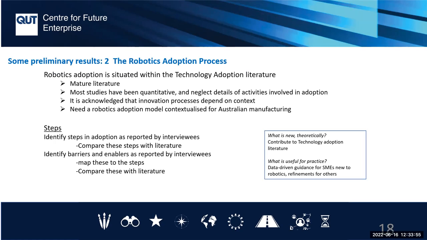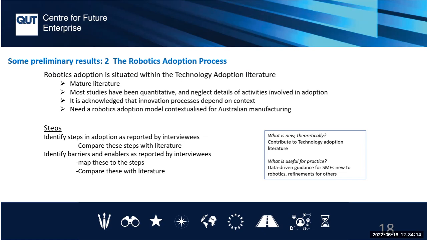Okay. Next bit, preliminary results 2. Robotics adoption process. And this is something a bit near my heart. We're working with Anna on innovation process in mining, similar kind of approach perhaps.